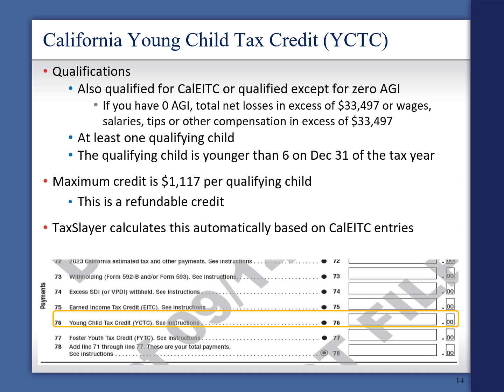Credit starts to phase out as earned income exceeds the threshold amount of $25,775 and completely phases out at $30,932.